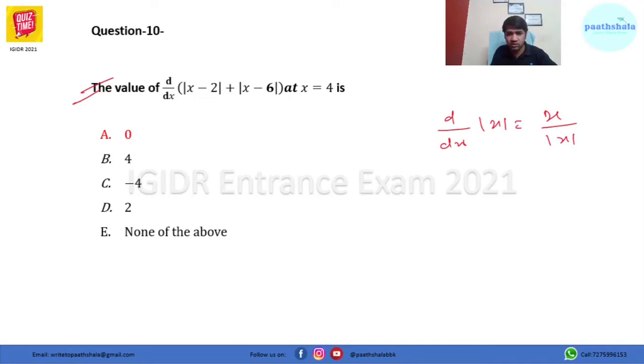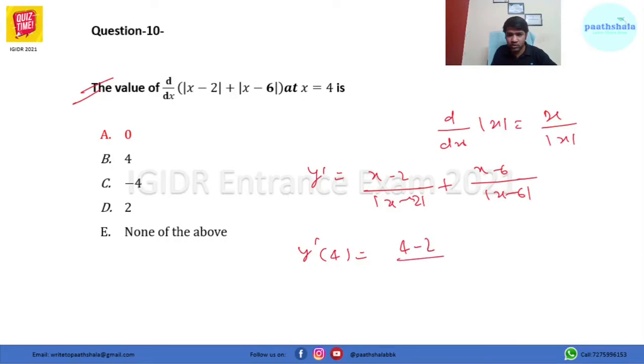Okay, so the differentiation of the above function will come out to be (x minus 2) upon mod of (x minus 2), and this will come out to be (x minus 6) upon mod of (x minus 6). Okay, now in order to find the derivative value at x equals 4, this will come out to be (4 minus 2) upon mod of (4 minus 2) plus (4 minus 6) upon mod of (4 minus 6).